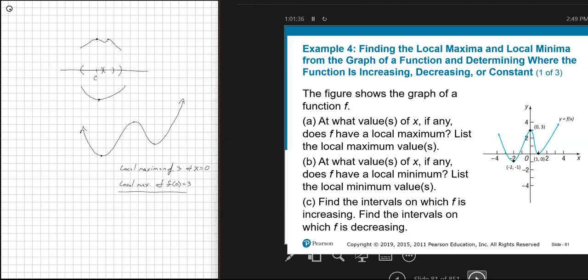We have a local minimum at the point (-2, -1), and another local minimum at the point (1, 0). So the local minimum values are -1 and 0 at x equal to -2 and x equal to 1, respectively.